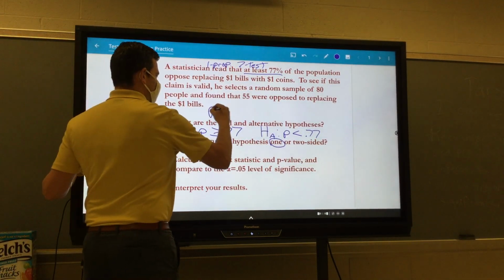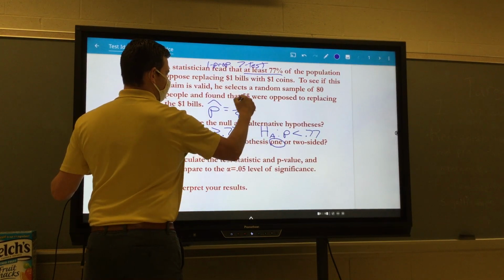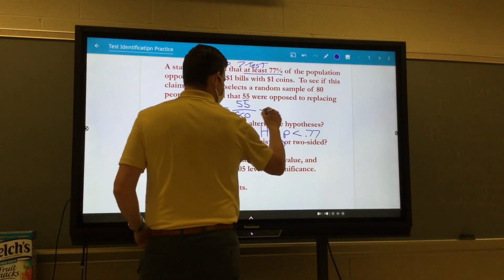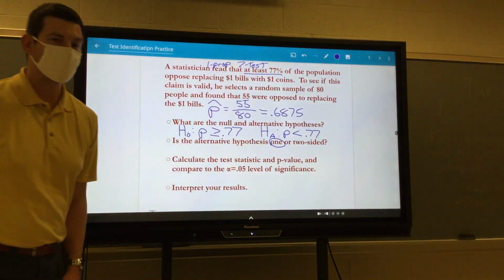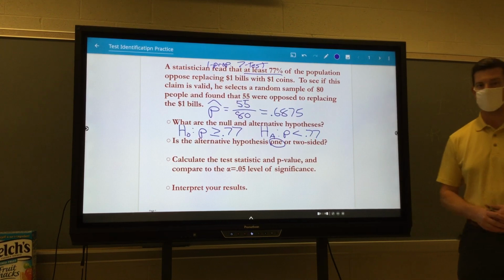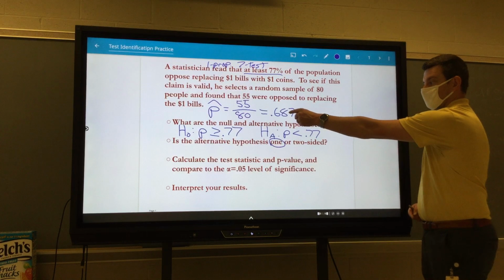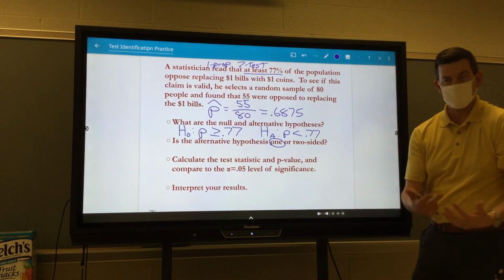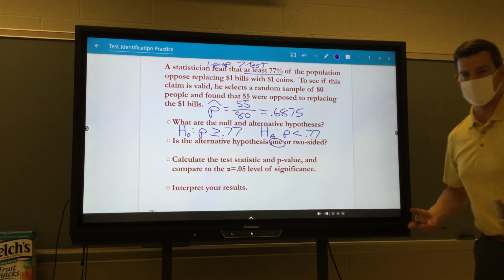Now, our sample value, p hat, we took a sample of 80 people, 55 of them were against it. And we worked this ratio out on the calculator, 0.6875. So we expected 77%. We got 68.75% from our sample. This test is answering the question, is this number significantly far enough away from here to say that we have a significant difference?